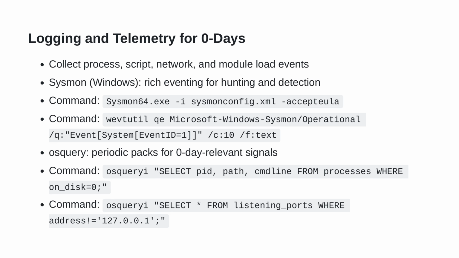To quickly verify you're getting data, query the last 10 process creation events. wevtutil qe Microsoft-Windows-Sysmon/Operational /q:"*[System[EventID=1]]" /c:10 /f:text. Across platforms, osquery gives you scheduled queries for 0-day relevant signals.